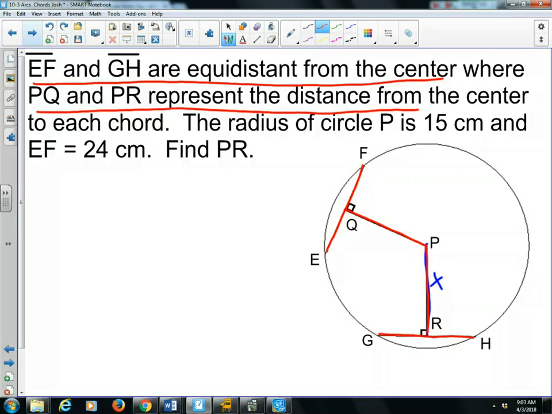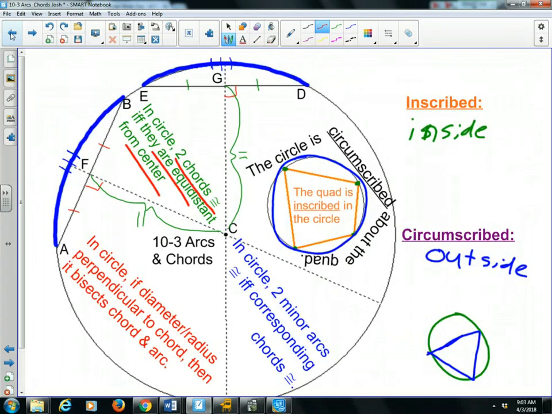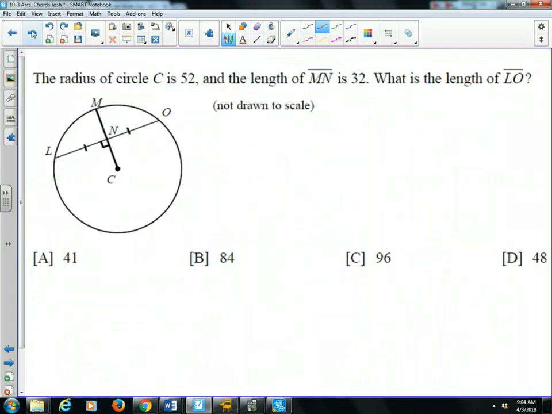Remember from chapter 3, the distance between a point and a line is always the perpendicular distance. So now we conclude that this angle right here is 90 degrees, and this angle right here is 90 degrees, because the perpendicular distance makes that 90-degree angle. And now we know that if this segment, PQ, is perpendicular to the chord, then it bisects the chord.